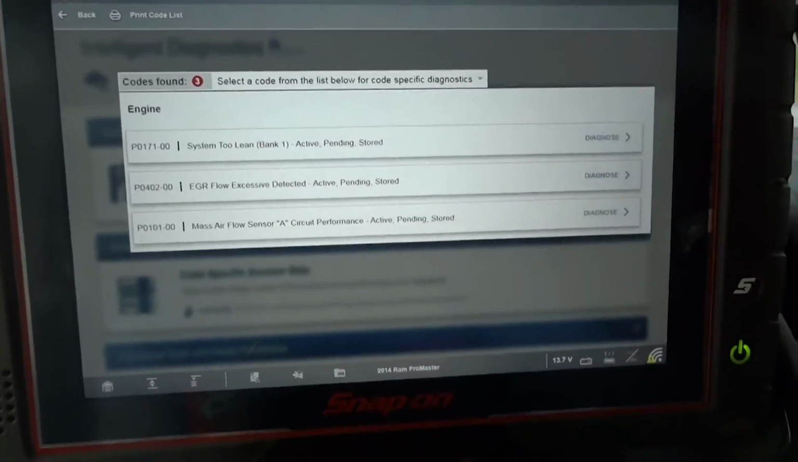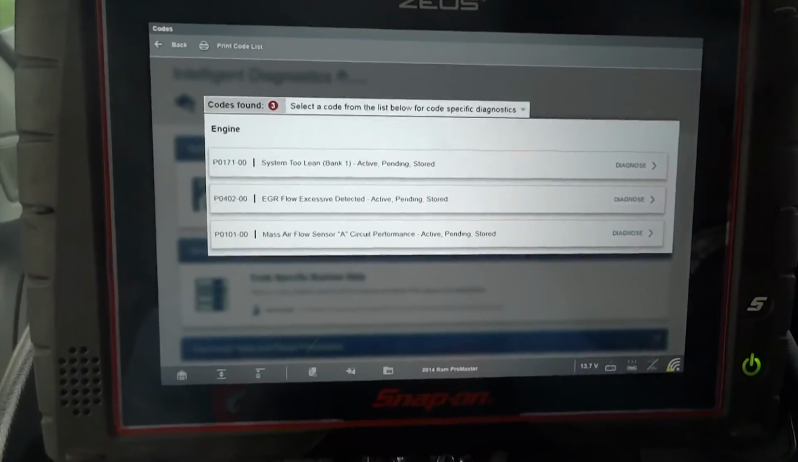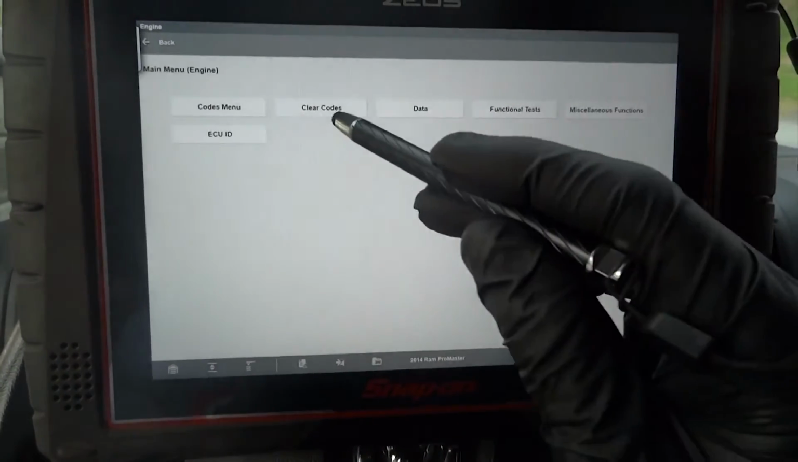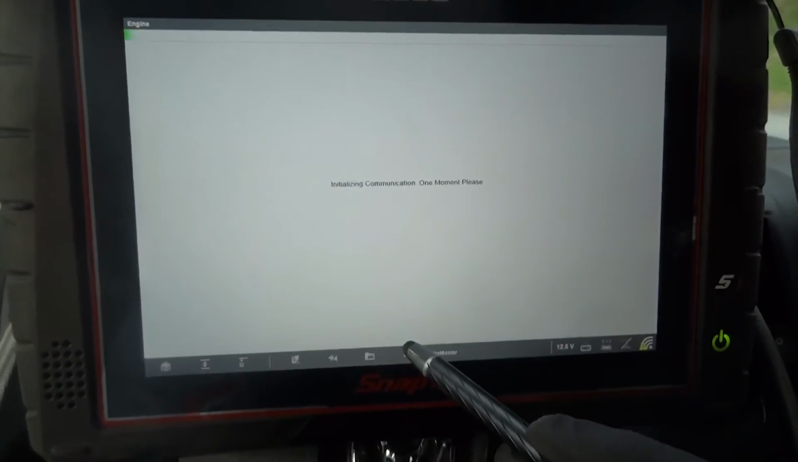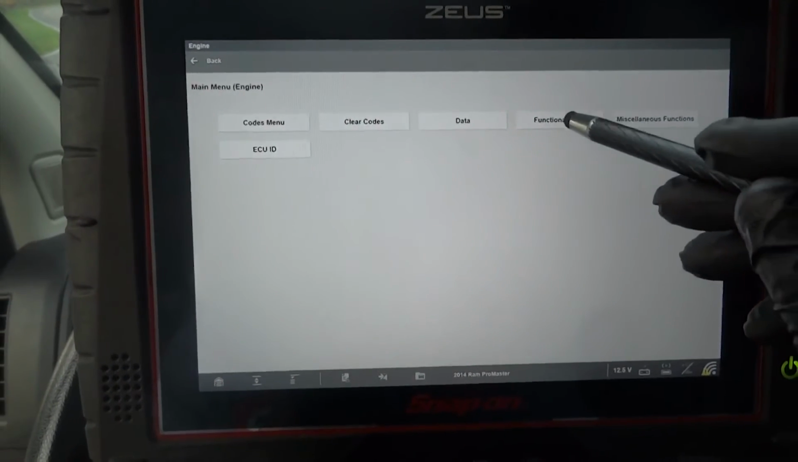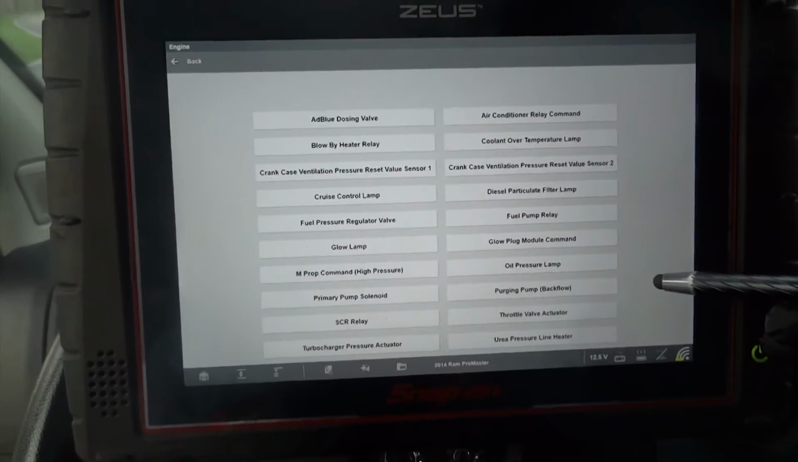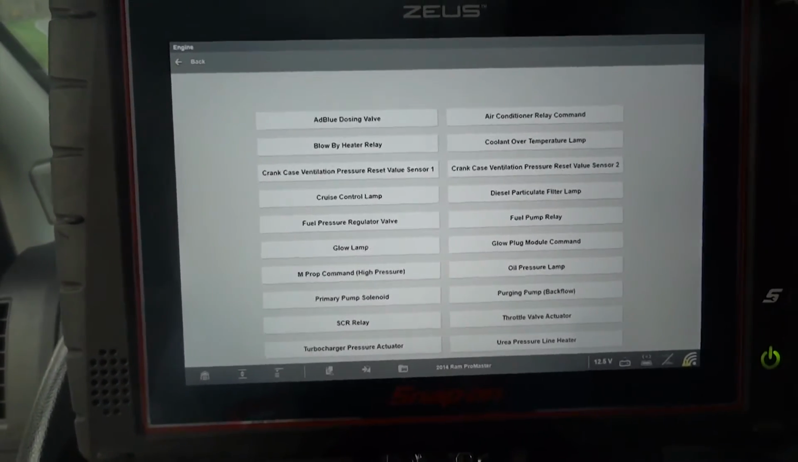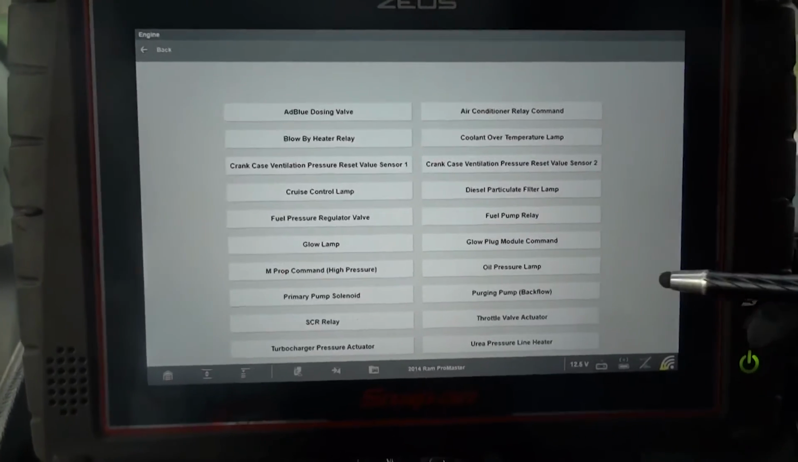Now here's what I'm gonna do. I'm gonna turn off the engine, turn the key on, and erase these codes again, and then we're gonna go to our functional test. Let's open the EGR. Let's see if we have an EGR test here. I'm gonna open the EGR at idle. You'll see when I open the EGR, our idle is gonna get rough.